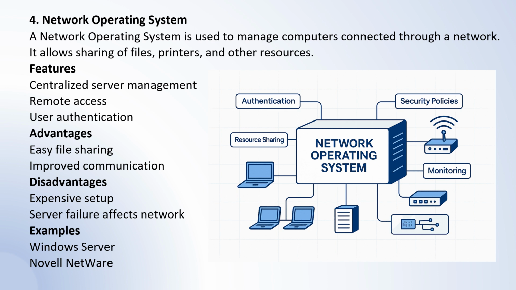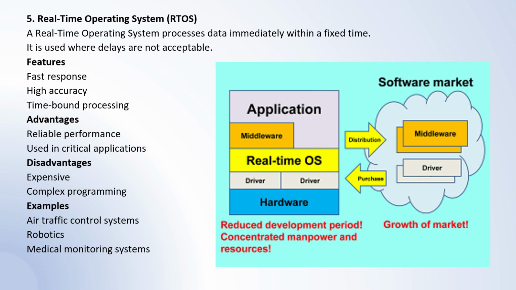Applications: schools, offices, banks, companies. Examples include Windows Server and Novell NetWare. A real-life example is multiple office computers connected to one printer using a server. Now let us discuss the fifth type, real-time operating system, also called RTOS.